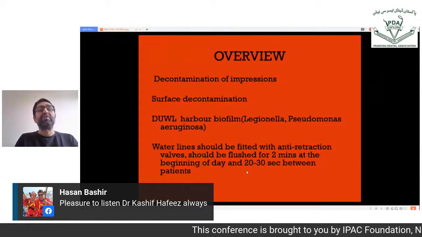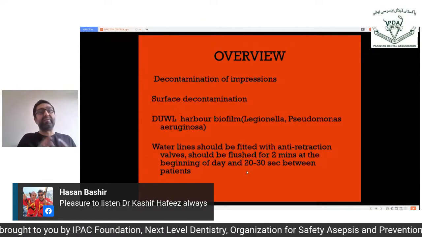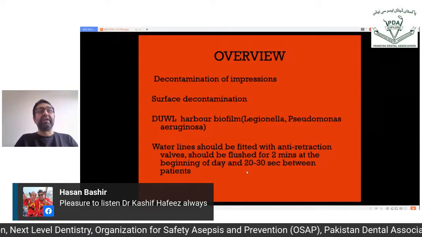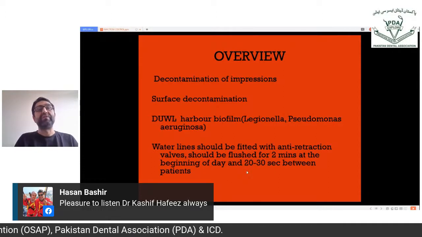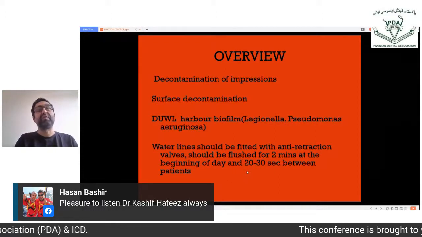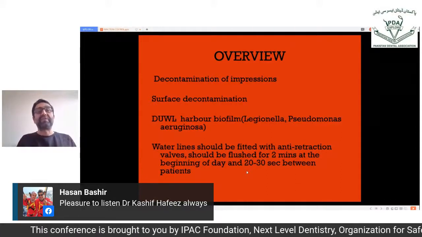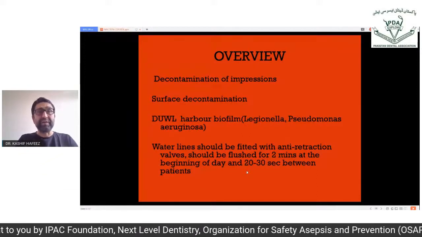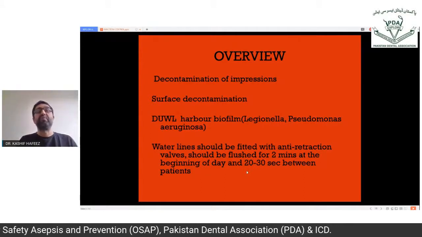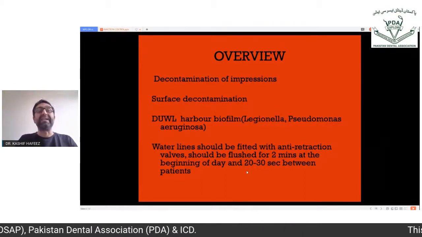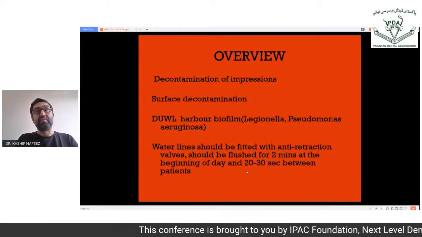How are you dispatching your impressions to the laboratory? Infection should not go from your dental clinic into the laboratory with the impressions. So you need to have a proper policy for decontamination of impressions, and the disinfectants and the manufacturer's instructions should be followed strictly. Surface decontamination: you need to think about which surfaces are exposed, especially with COVID and AGP. It is very important that you do the surface decontamination properly.